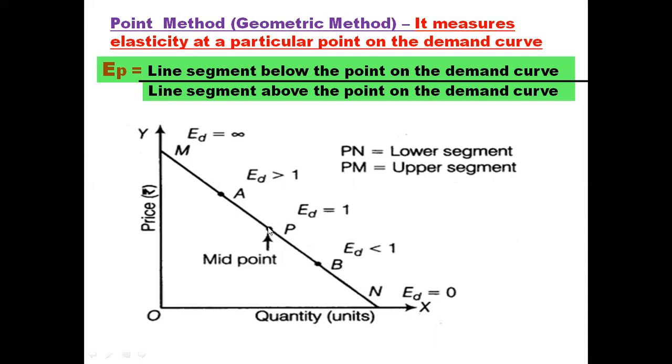So at the midpoint, elasticity is 1. Between P and N, elasticity is less than 1. At any point on the x-axis, elasticity is 0. Between M and P, elasticity is greater than 1. And at point M, elasticity is infinity. So this is how we can measure elasticity with the help of the point method. That is, we take a point, apply this formula, and find out the elasticity, whether it is equal to 1, greater than 1, less than 1, 0, or infinity, right?